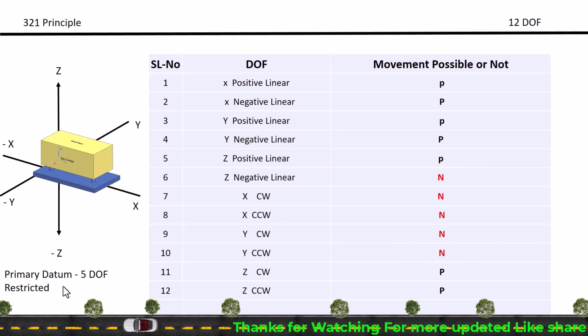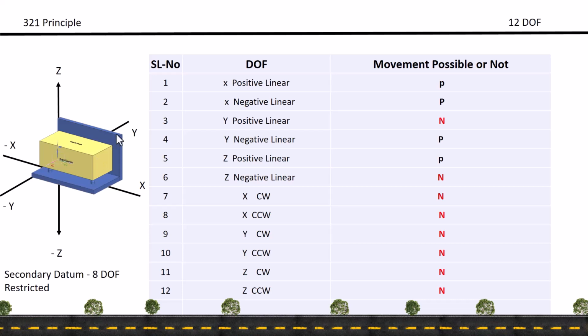Now we can go to the secondary datum. For the secondary datum, I am showing it visually so you can easily understand. Now you can see this part can translate from here to there in the x and y directions. But in the z positive direction it is not possible. I just mentioned that this linear direction is not possible. And y negative is possible. Then in the z direction also, as a linear, the positive is possible and the negative is not possible.